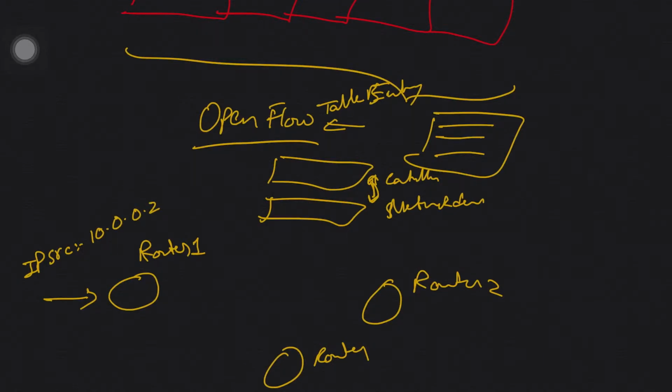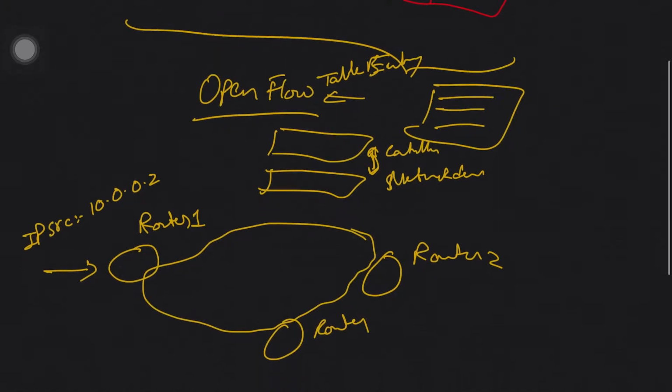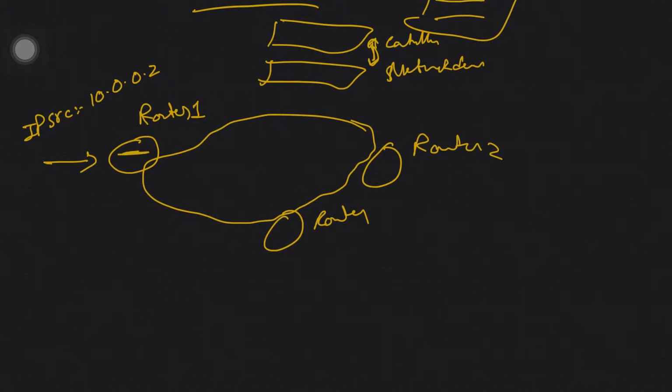10.0.0.2. Okay, and these are all connected. So in this router it may store a flow table entry, like for suppose 10.0.0.2. This is match, action, drop. That's it.